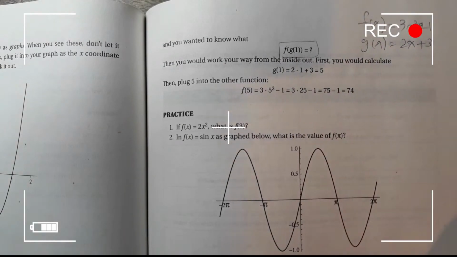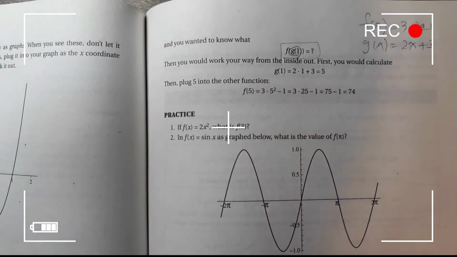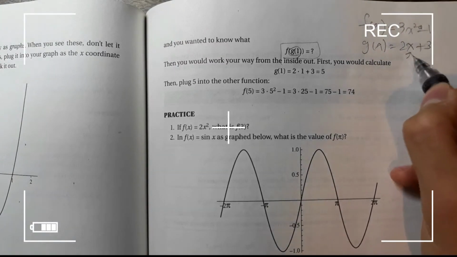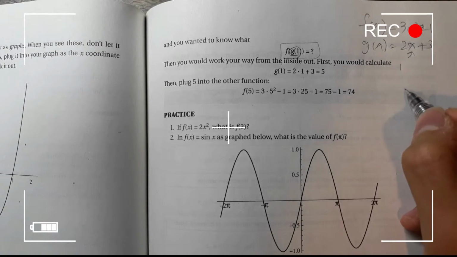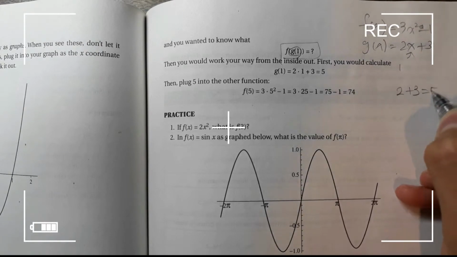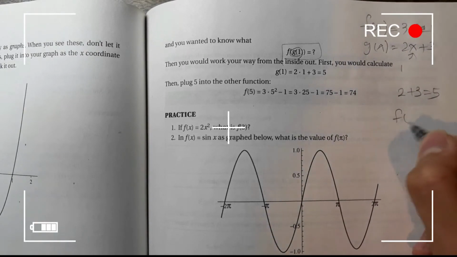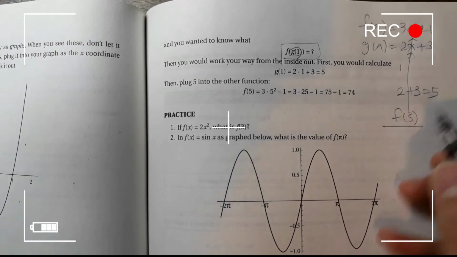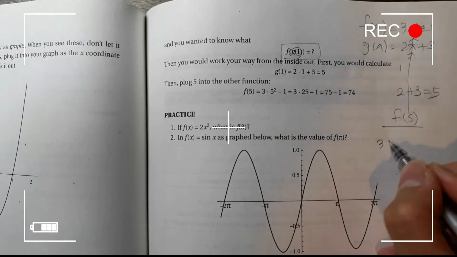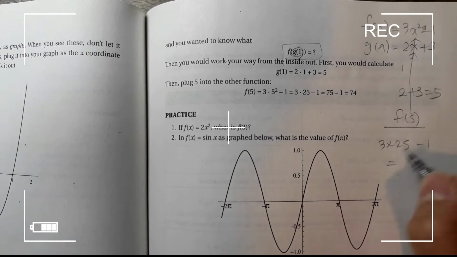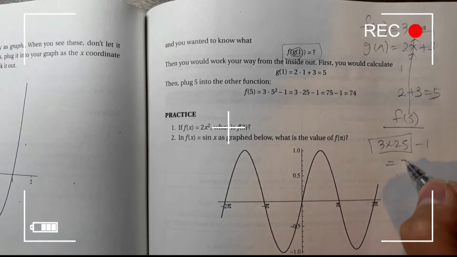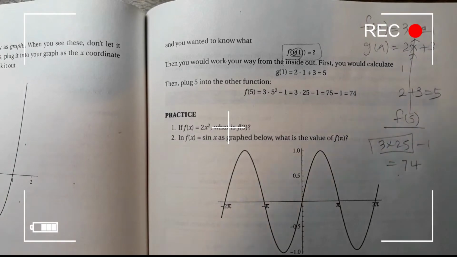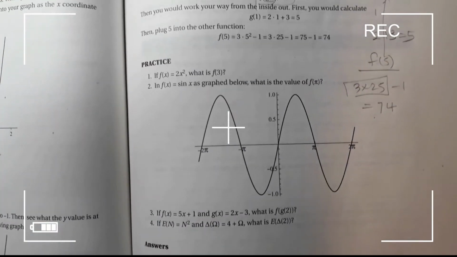So inside out for this question, g(1) first: you plug in 1 to 2x plus 3, which is 2 plus 3, which is 5. And then you plug 5 into the x value of the f(x) function, which is 3 times 25 minus 1, which is 75 minus 1, which is 74. So 74 will be the answer. Okay, now let's go to some practice questions.